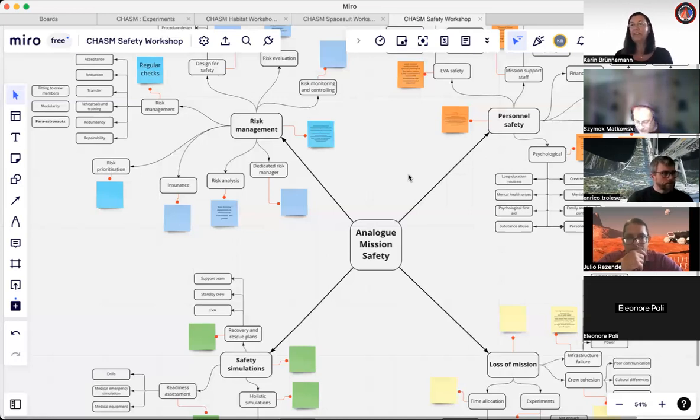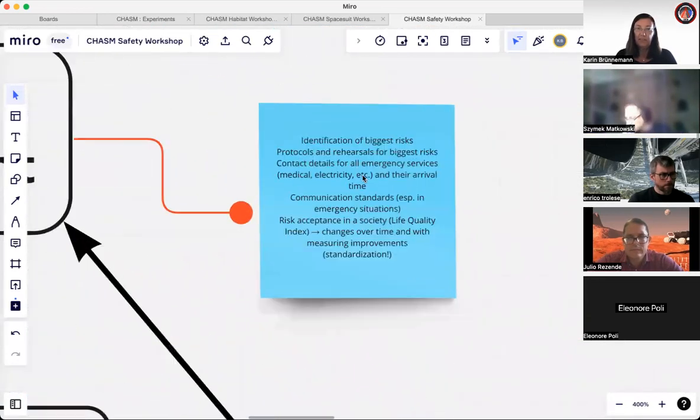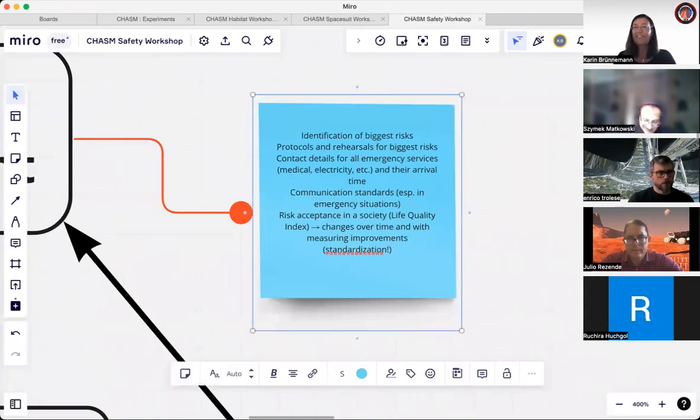So can the CHASM conferences, can we as participants of the conferences, contribute to more safety in missions by bringing more people together from different habitats, from different backgrounds? Yes, absolutely. So we can put down here more cooperation and more conferences. Yeah.